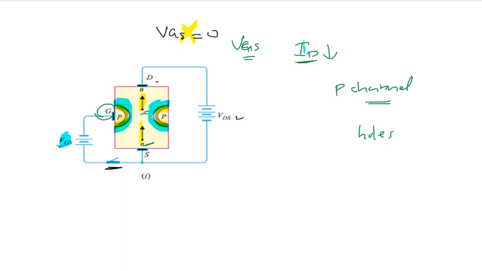Second thing is the polarity of VGS and polarity of VDS has to be reversed. That means you have to connect the positive polarity here and negative here. Here also you have to reverse the polarity, negative here and positive here. Just reverse the polarity of VGS and VDS. So that is the working of a P channel JFET.